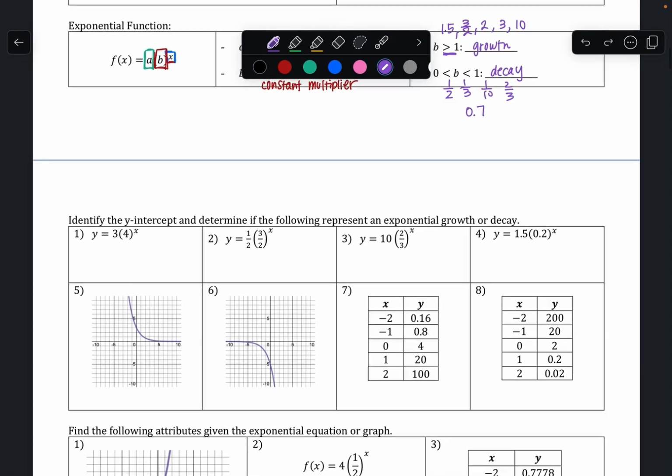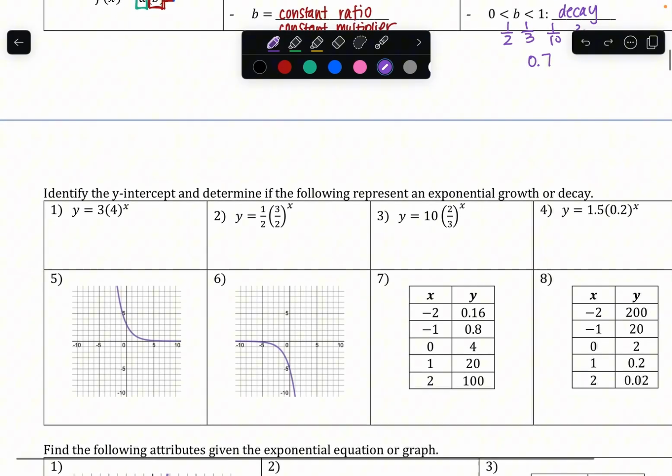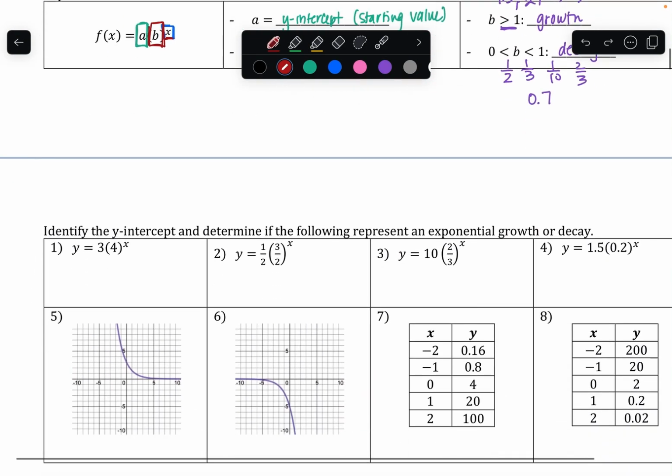Okay, and so looking at some examples, we're given equations, we're given tables, we're given graphs. We're trying to decide if these represent growth or decay. And so in order to do that, we want to look at the b value. Okay, and so in this case, our b value, our number with the exponent is 4. And so that's going to grow.